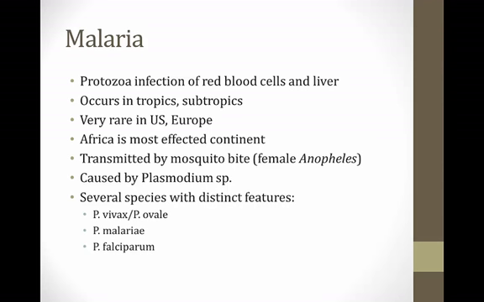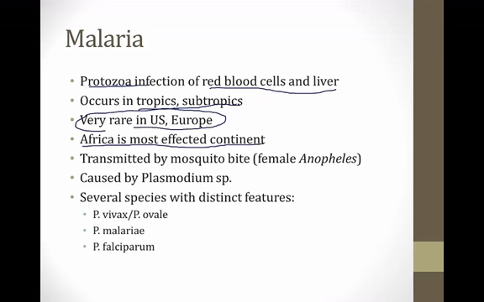So first of all, let's define malaria. Malaria is a protozoal infection caused by a protozoa called Plasmodium, and it's an infection of red blood cells in the liver. And it's very rare in the United States and in Europe. It usually occurs in places like the tropics and the subtropics. And it's high yield to remember that Africa is the most affected continent. And the reason you should remember that is because in a board question, malaria is usually going to be someone who returns to the United States after a trip to Africa.